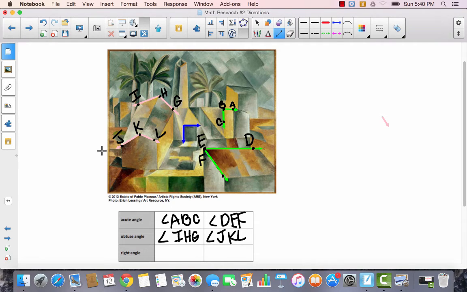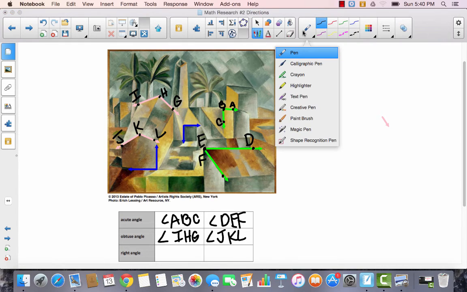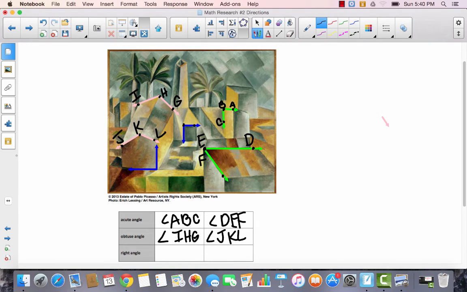And then, oh, right here. And then this corner of the building makes another right angle. Okay, so now I just have to go back and put some points on these just like I did the others. So I'm going to put a point here, here, and here. So a point here and at the vertex and here.